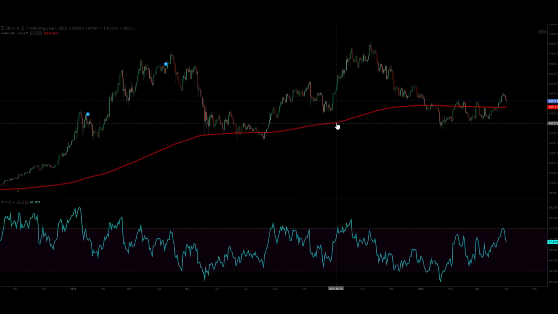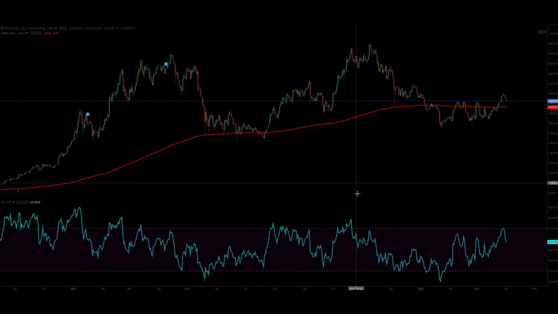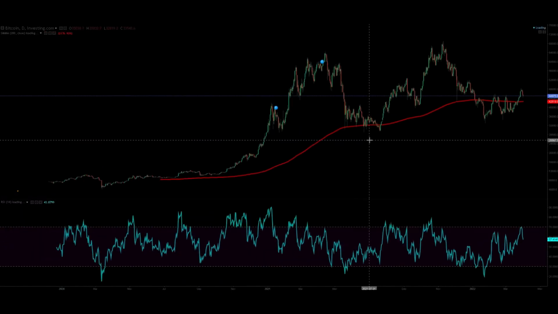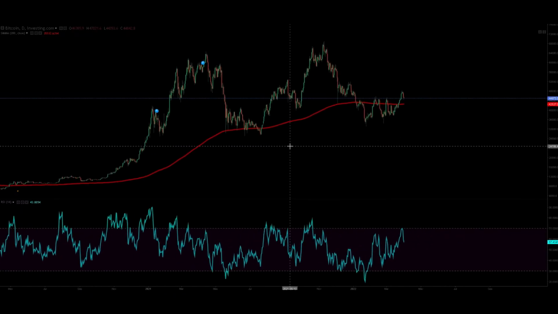Now I have got the long term trend over here, and I've got the RSI over here, and that's it. Nothing else is needed. The last component is support and resistance lines that we will draw now in front of you. That's all you need to analyze and make money. Okay, let's start.